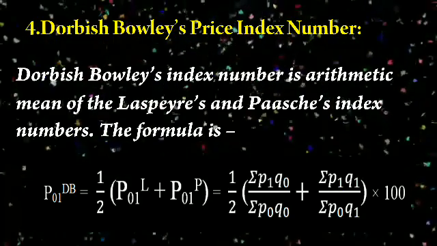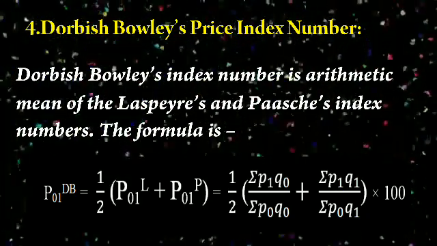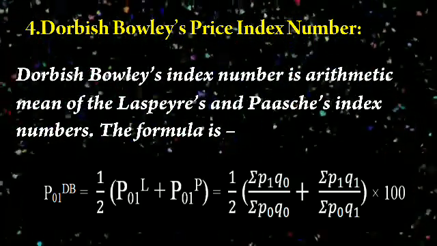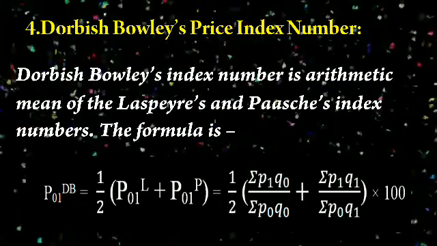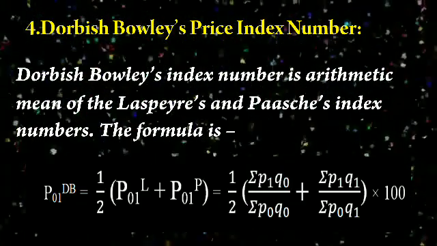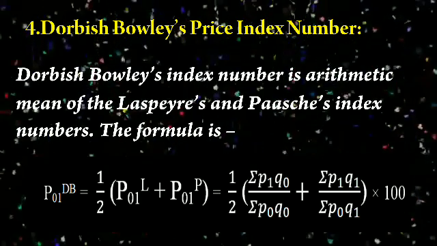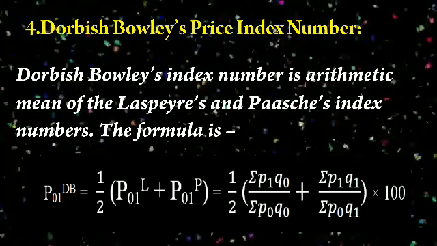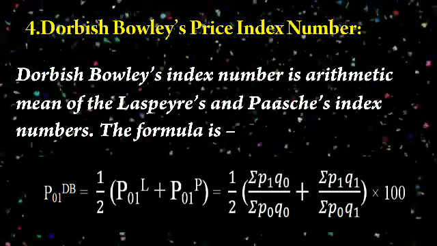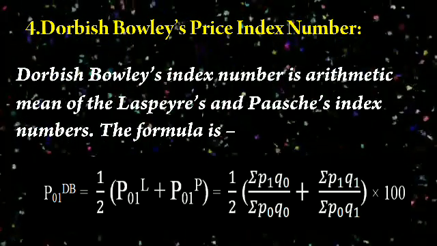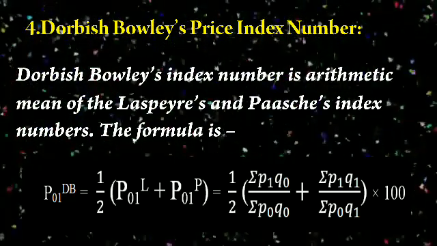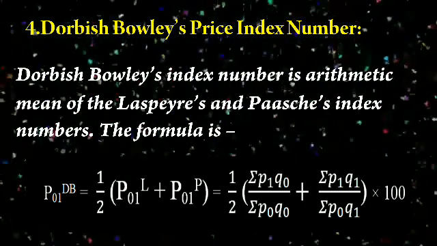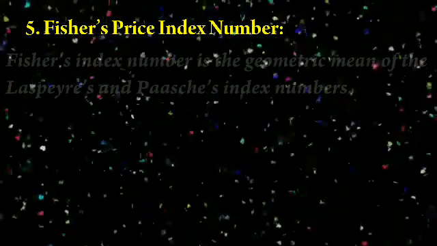That's the reason why you are multiplying the formula by 100. Hope I am clear. This index number takes into account both base as well as the current year quantities as weights, because for last year's, base year quantities are considered as weights, and for past year's, the current year quantities are considered as weights. So the computation of Dorbish-Bowley's is based on both last year's and past year's. That's the reason why both base and current year quantities are considered as weights in the computation of Dorbish-Bowley's price index number. Fifth one, Fisher's price index number.